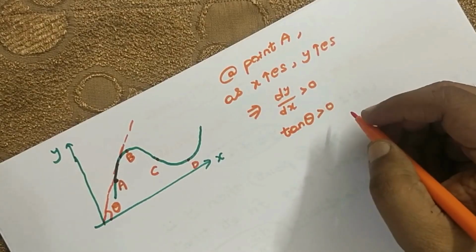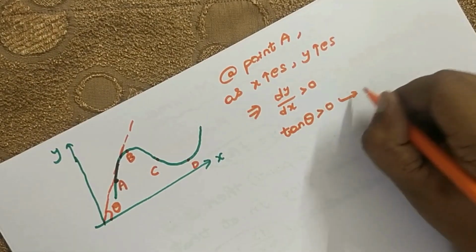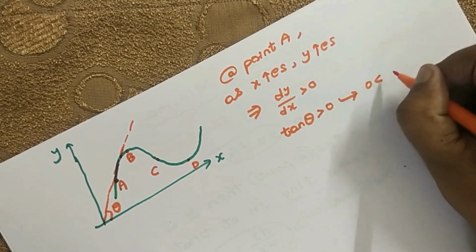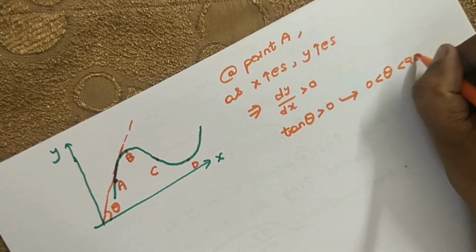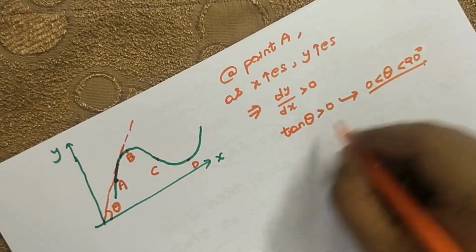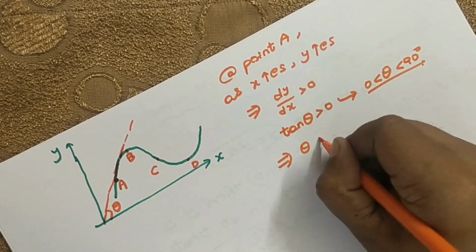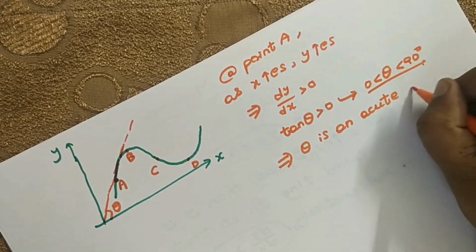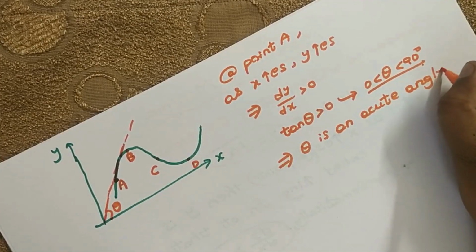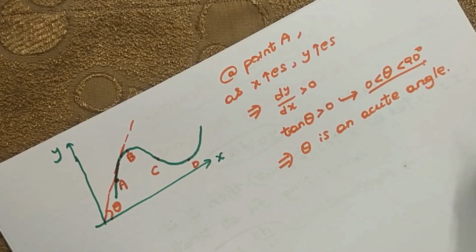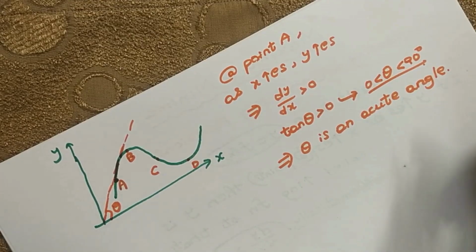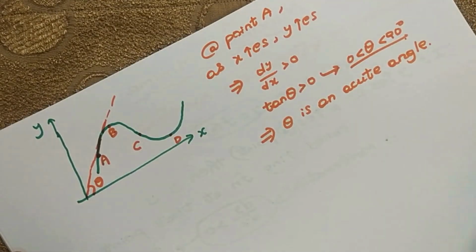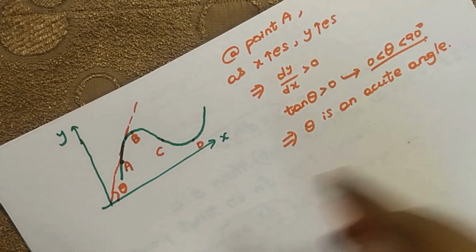Tan theta is greater than 0 when theta lies between 0 and 90 degrees, which implies theta is an acute angle. So when there is an acute angle, our dy by dx is greater than 0, that's the statement. Okay, let's see point C now.